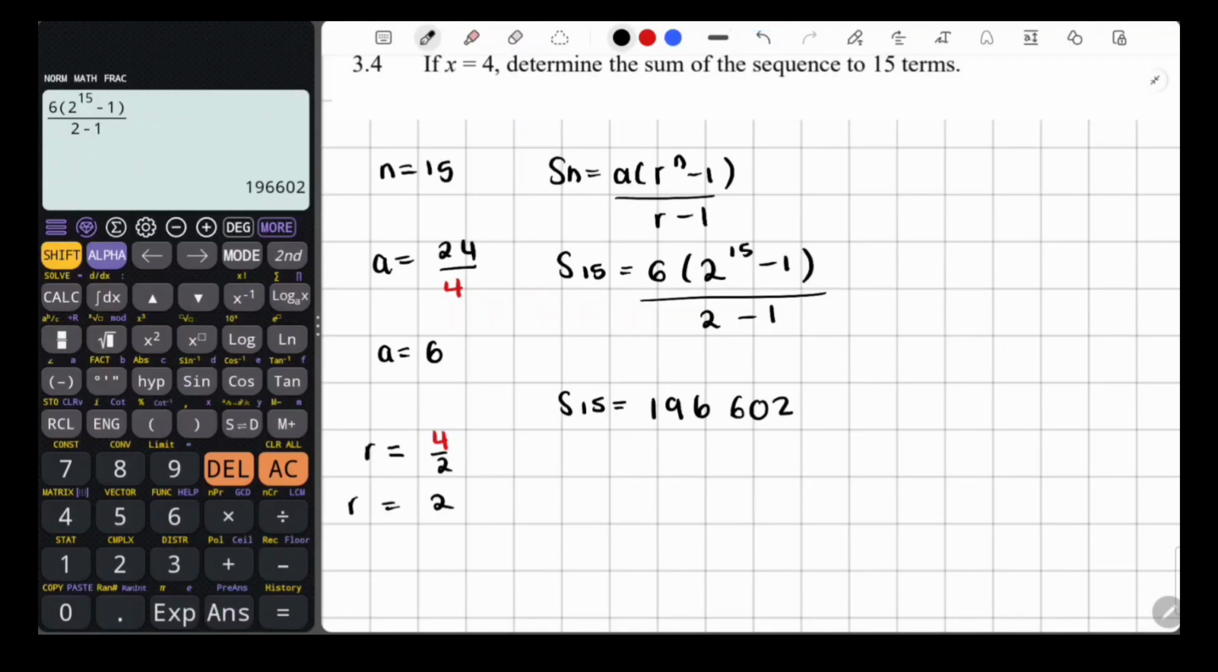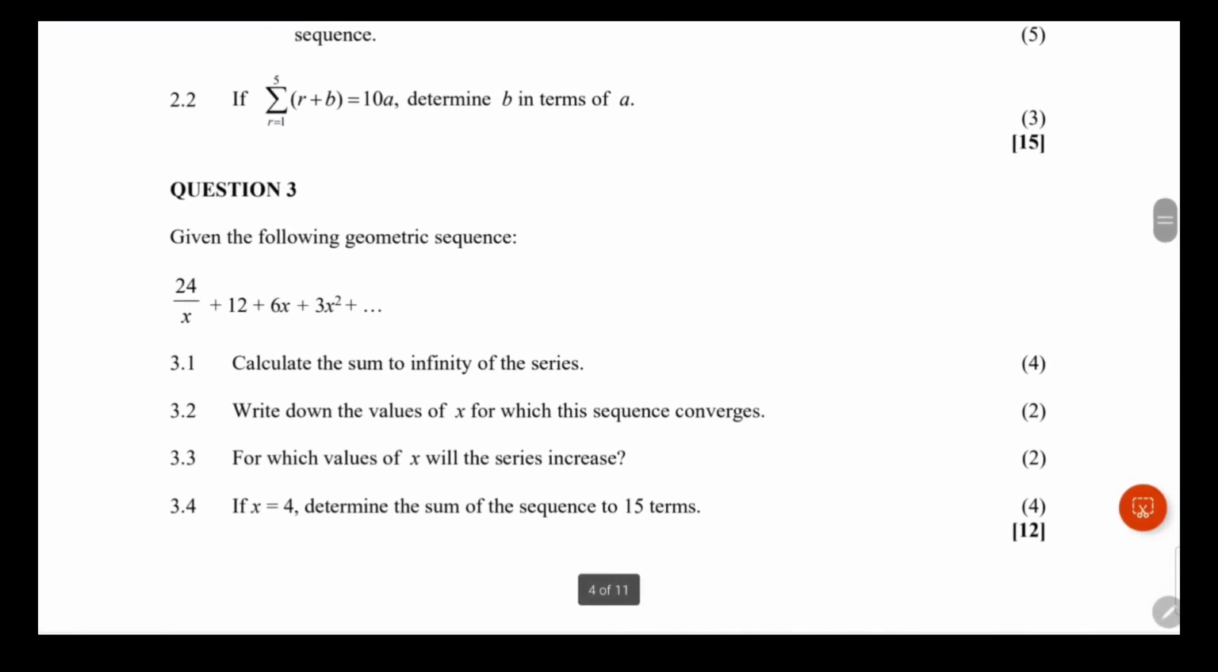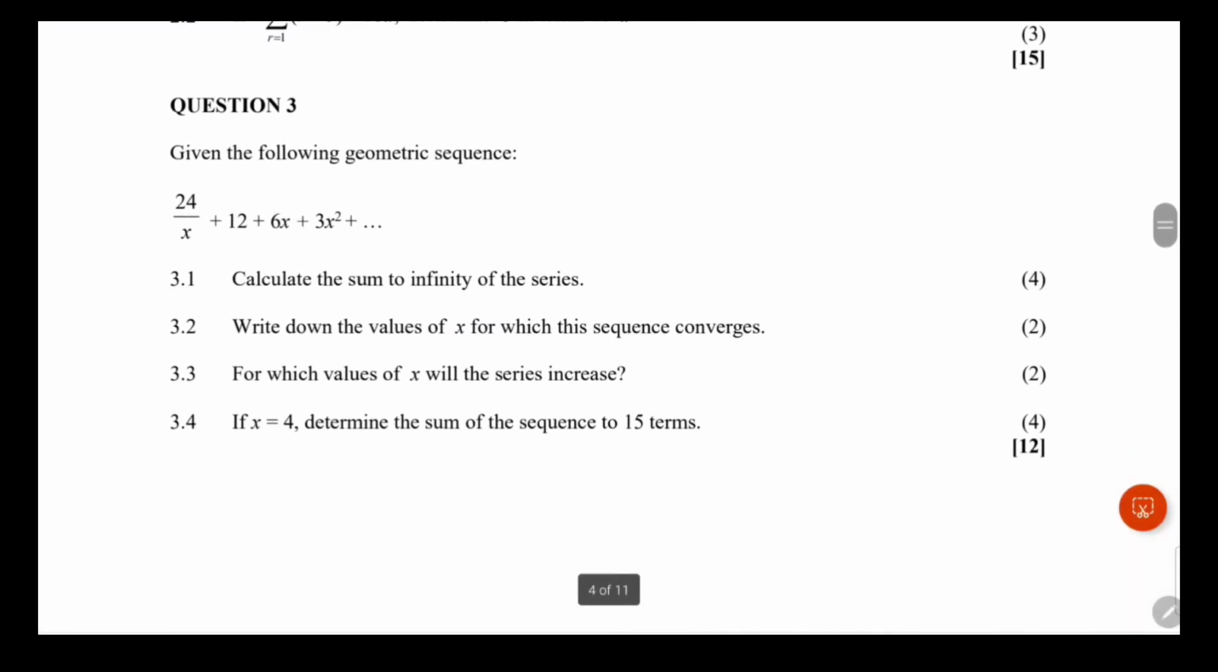Okay, and that's it for 3.4. And that is it also for question 3. So now moving on to question 4.